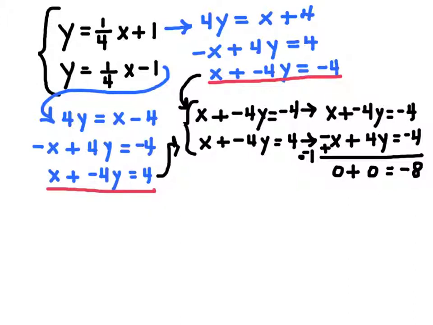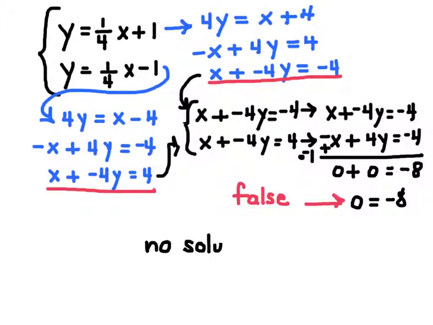So simplifying both sides, we have 0 is equal to negative 8. Well, this is not a true statement. This statement is false. If we end up with a false statement when we're solving a system of linear equations, we can be certain that what we have is no solution. This means that these lines never touch.